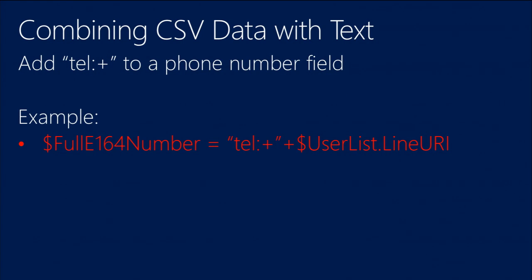So what we're going to do is we have that $fullE164number. That's a new variable we're creating. And then we're combining the text here that says, within quotes, tel colon plus. And we're putting a little plus sign outside of the quotes. That plus sign outside of the quotes means add this other variable to it, right? So we have tel colon plus within quotes. That's text. It's not a command. It's not variables, anything like that. That's text that we're adding to every one of them. And then we're adding the line URI to it, right?